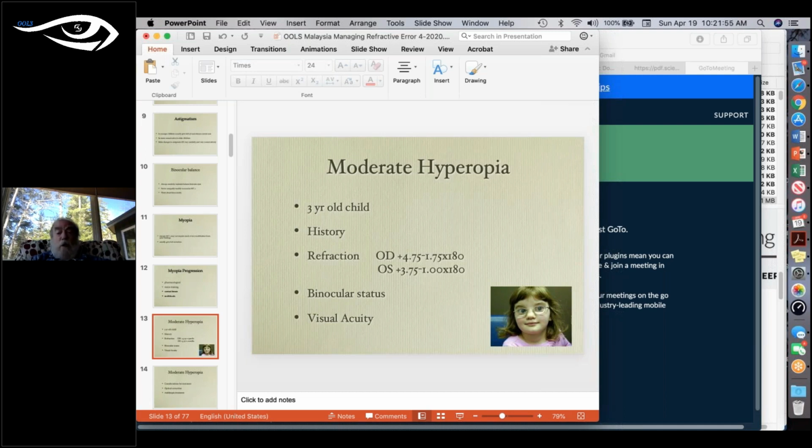amblyopia, either as a pure form of refractive amblyopia or as a mixed form of refractive and strabismic amblyopia. And in this case, you could easily argue that this is a mixed form of both strabismic and refractive because there was an accommodative esotropia. 50% of the time in these situations, providing appropriate refractive correction alone solves the problem.